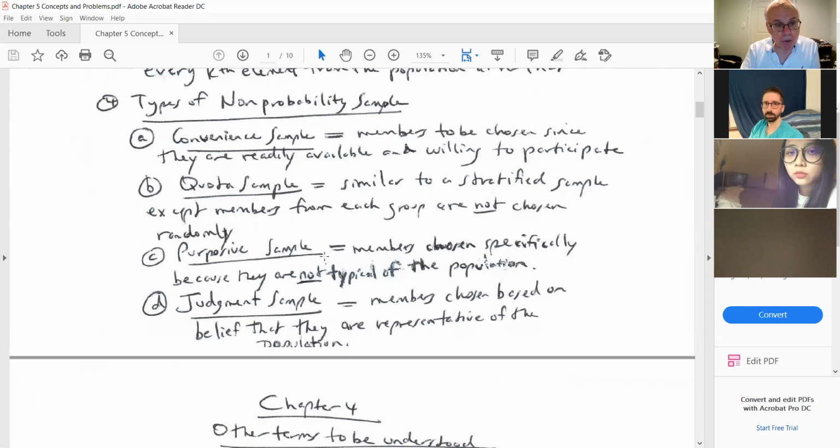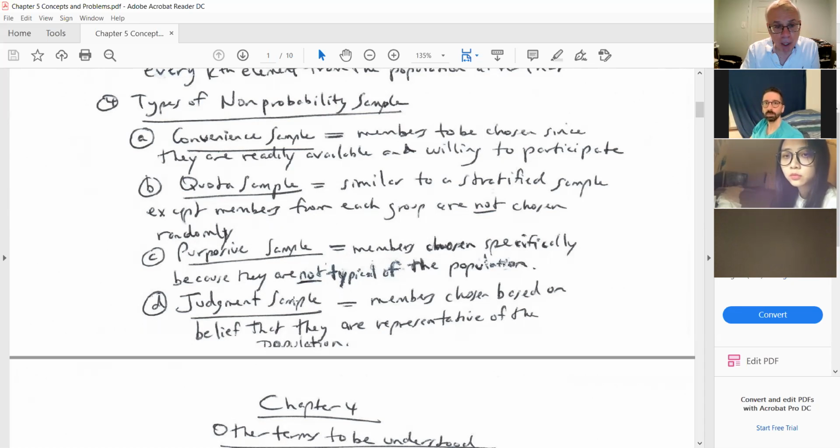And then these other two samples are pretty much similar in the sense that there's no probability involved. For example, purposive sample means we choose people because they have some sort of trait. It says members chosen specifically because they are not typical of a population. So you're picking some people who have a specific trait from the population to represent that trait in the population. But of course, the problem with that is that the individuals may be different for other reasons too, and you're not controlling for that.